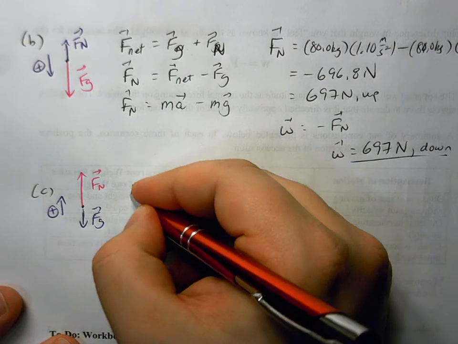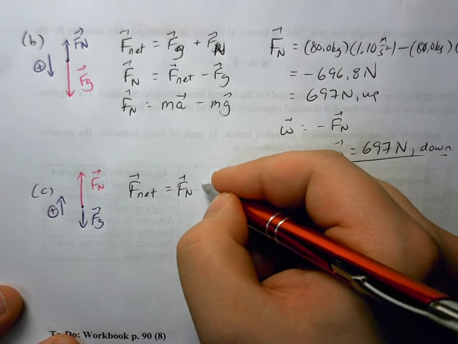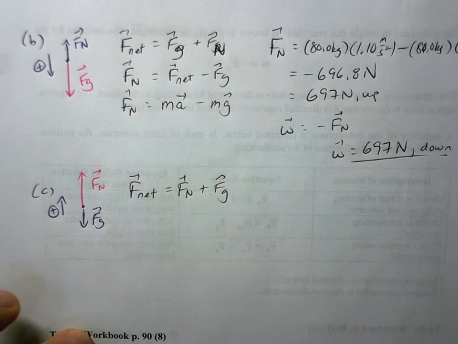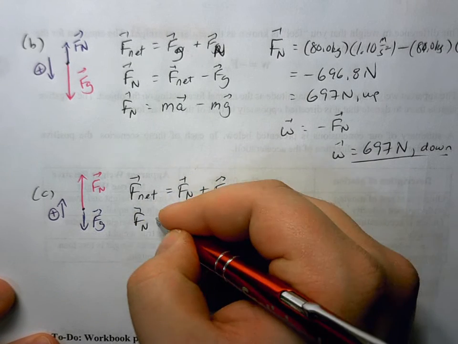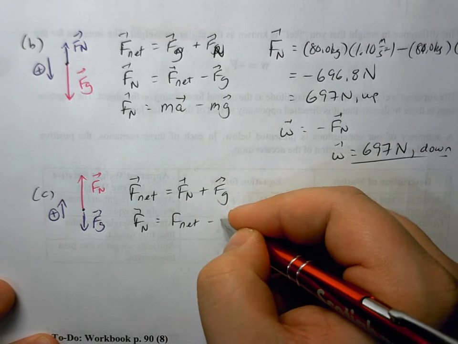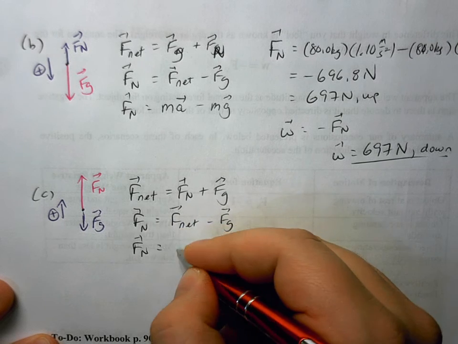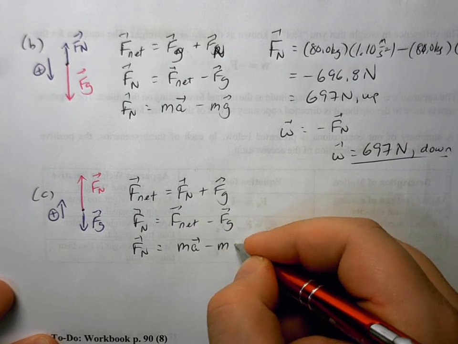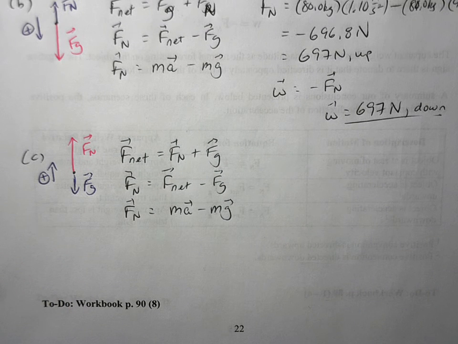Again, once we get our free body diagram, we always want to write that net force statement. So my net force acting on this object is Fn plus Fg. Again, apparent weight questions, we're always solving for Fn. So we got Fn equals this net force minus Fg, or Fn is equal to ma minus mg. So this question here, it's a bit deceptive. We get the same equation as the last time, but we have a different outcome.